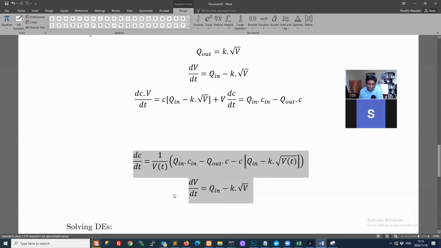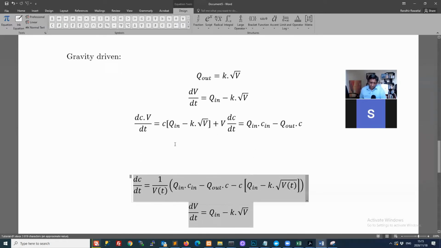I say that, but in this case, you can actually solve this equation independently. This equation doesn't depend on C. So you can solve this equation independently, and then you get V of t, and then you can just stick V of t in here. But if you had a situation where dV/dt also depended on the concentration itself, then you would have to solve these two equations simultaneously, as we've just described. Okay, any questions or comments there?